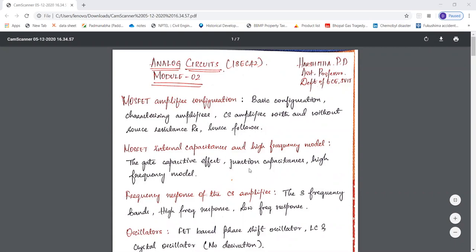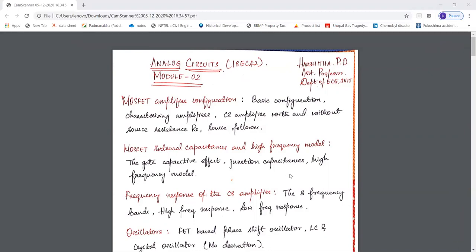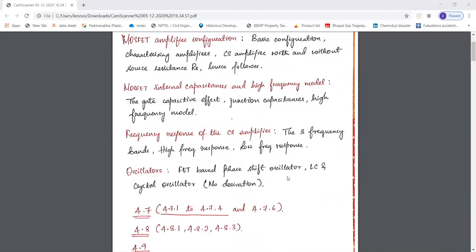Next, the sub-topic titled MOSFET internal capacitances and high frequency model. In this, we are going to study the gate capacitive effect, junction capacitances, and high frequency model. And under the next section, we are going to study the frequency response of the common source amplifier. Under that, we have three frequency bands. We'll study high frequency response as well as low frequency response.